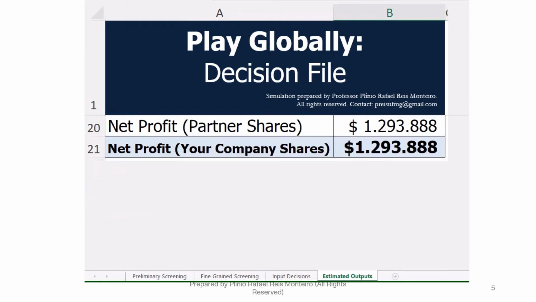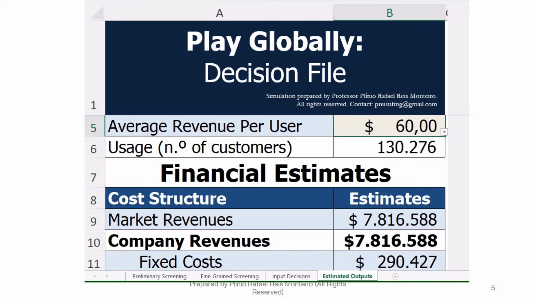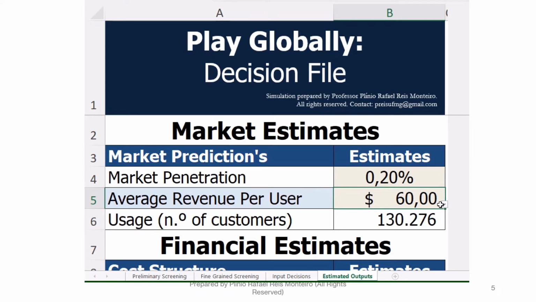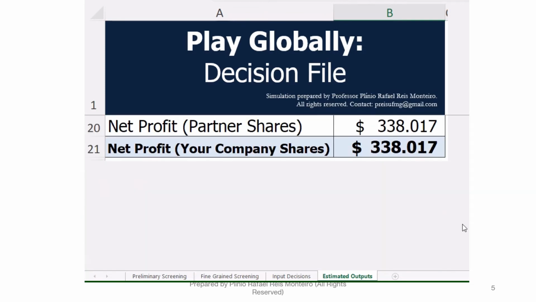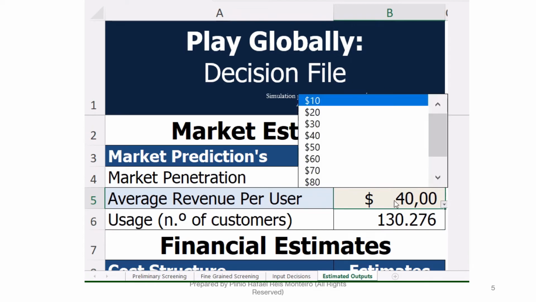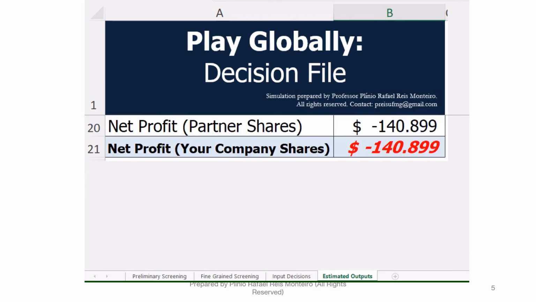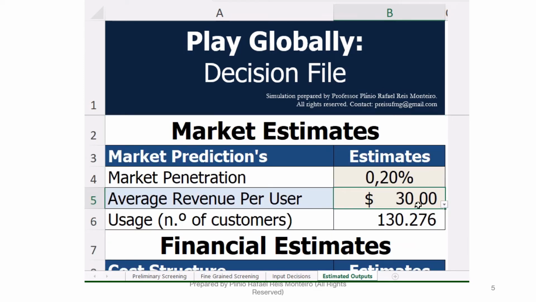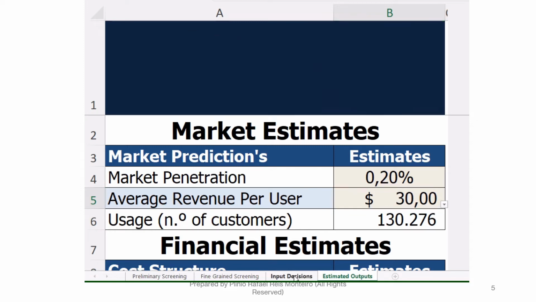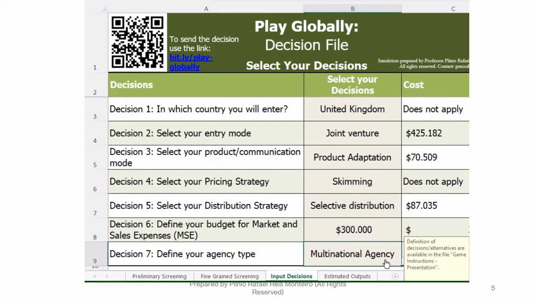And for instance, in this example, I still can be profitable. And I can look, for instance, if I reduce that, if I'm going to lose money. And for instance, if I get this amount of money, now I start losing money. So if I have less than $30 with 0.2% of market penetration, then I'm going to lose money. But also I can change my decisions. For instance, let's give an example. I'm using here the multinational agency.